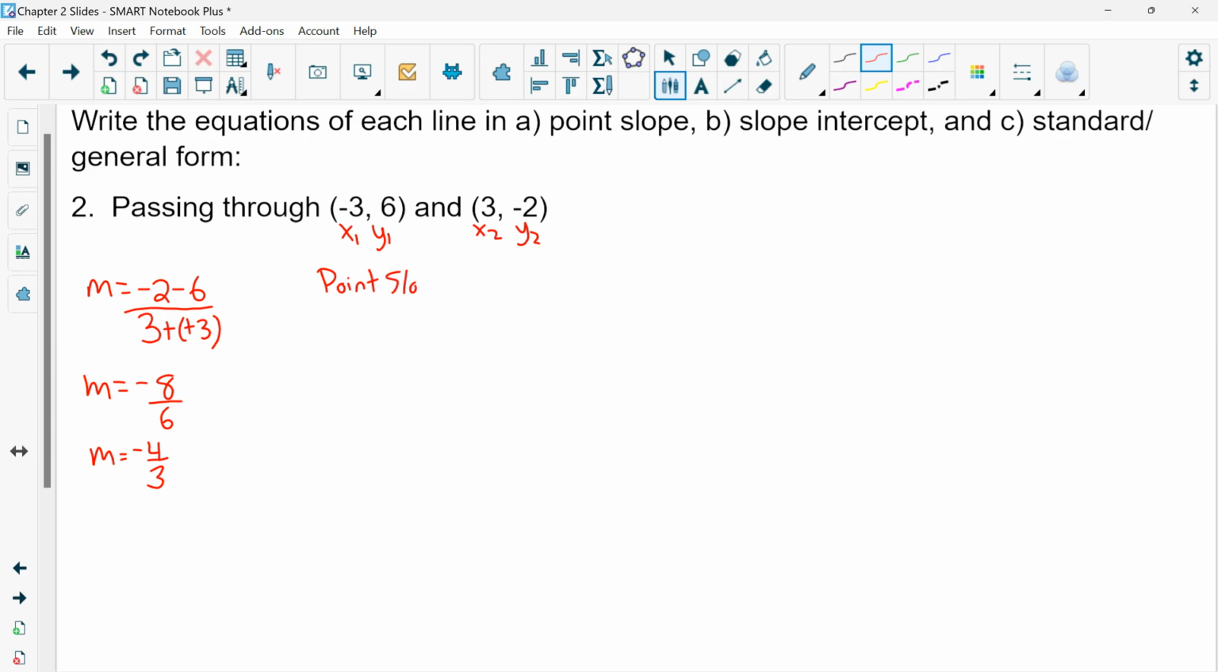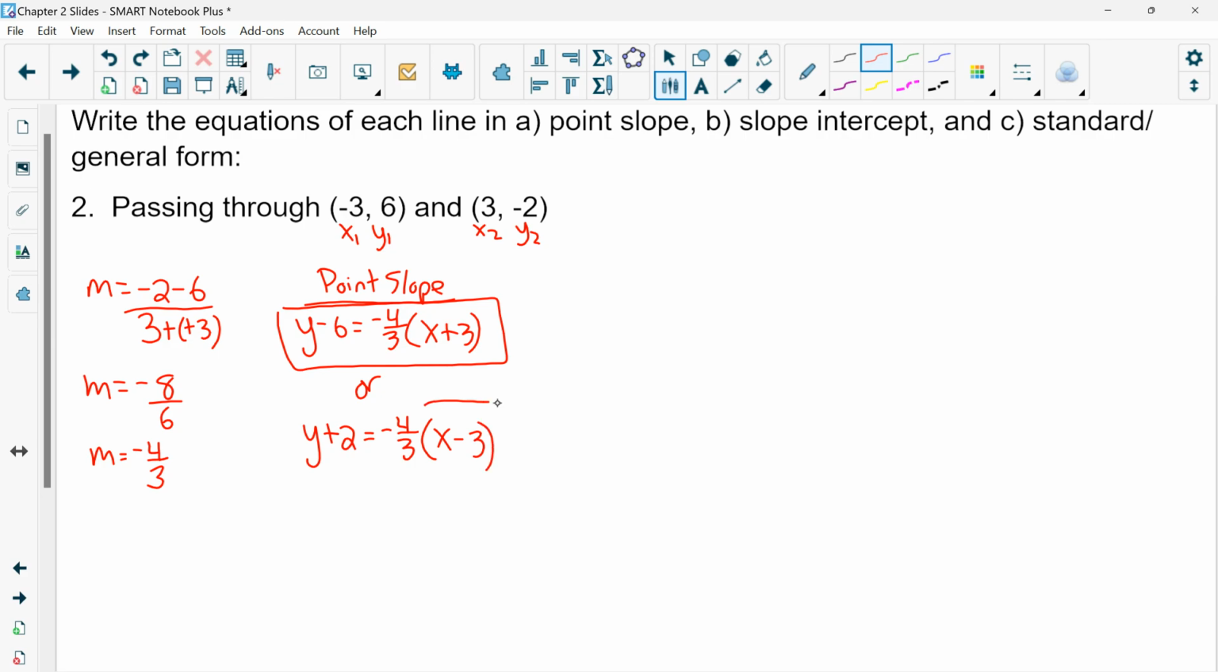All right, so we'll do point slope form first. Again, point slope is y minus y1, so y minus 6 equals our slope -4/3, x minus a -3, which would be +3. That is in point slope form. That would be an acceptable answer. You could have also used the other point if you want. So it'd be y minus a -2, y plus 2 equals -4/3, and then x minus 3. That's your other possible answer. You don't need both. You just need one.